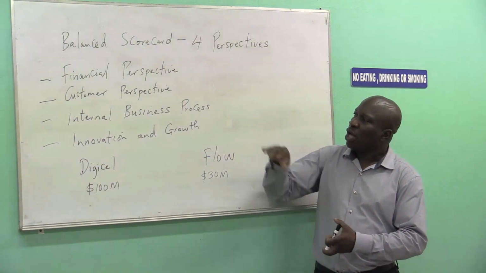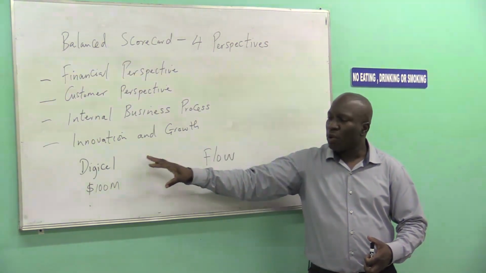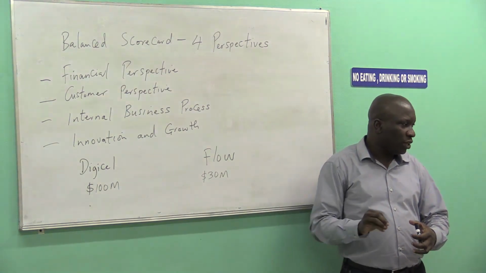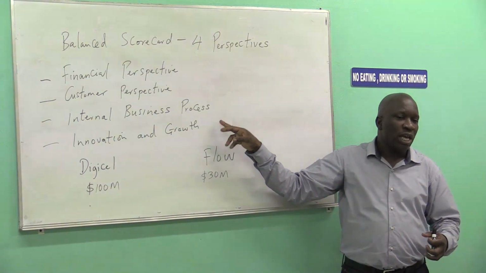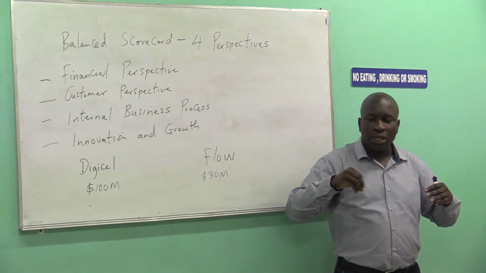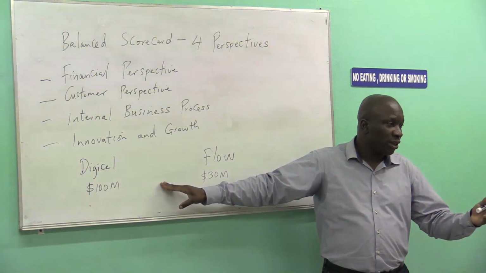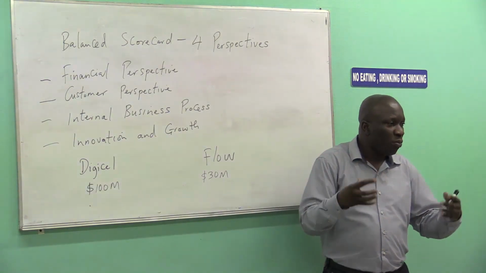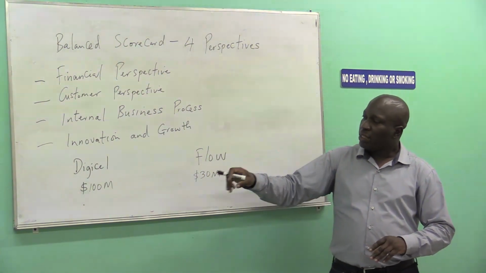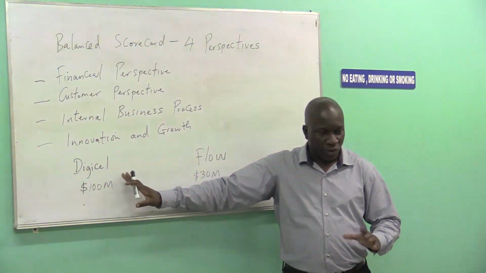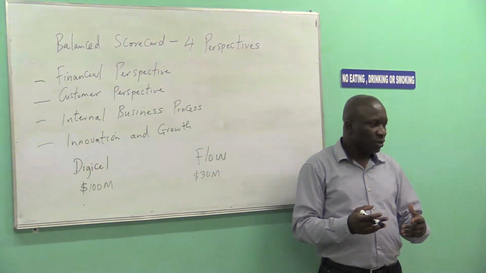But when you actually now use the balance scorecard, this four perspective, to look at what is going on between these two organizations, chances are, when we actually analyze using these four perspectives, it might actually be that Flow actually outperformed Digicel. If you actually look at the true performance of both companies. Take for example, in terms of financial perspectives, from the face of it, both companies did well, right? They both made profits, right?